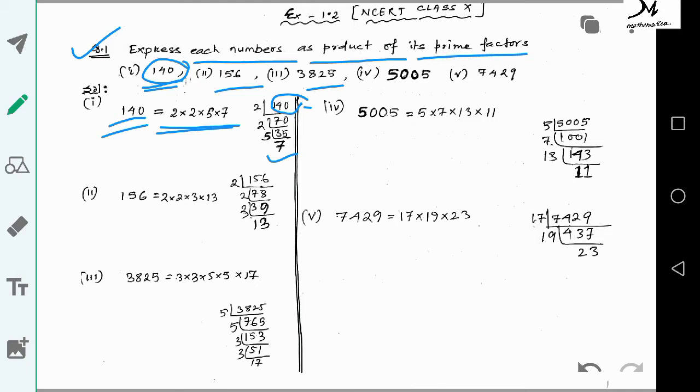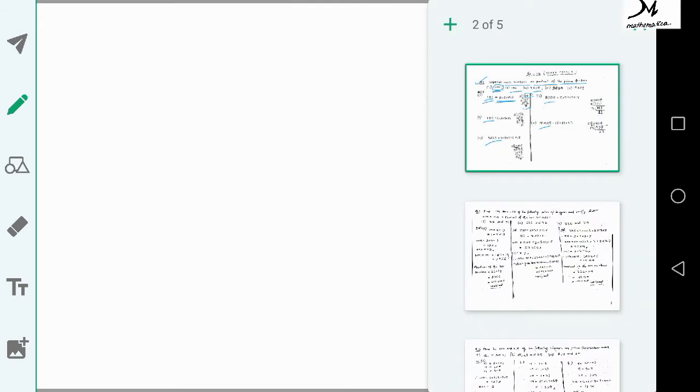Okay, similarly we can obtain the prime factorization of 156, 3825, and 5005 and this one. Okay, so it's a very simple problem. You have solved such kinds of mathematical problems in lower classes as well. So I don't think I should explain more about it. Okay, so let's move on to the next question.